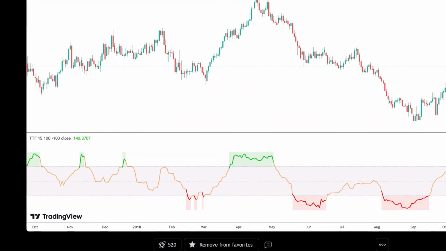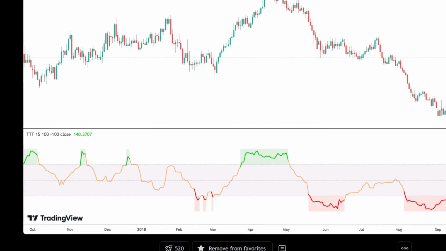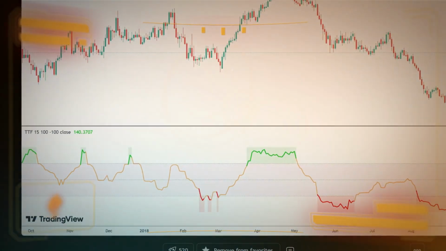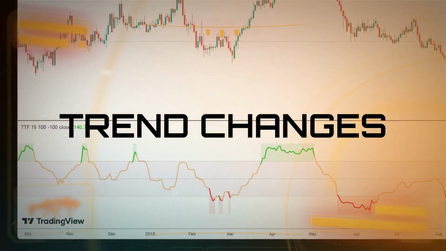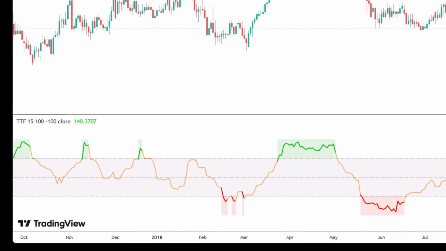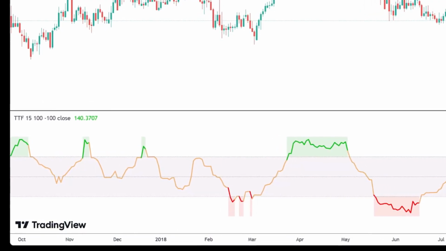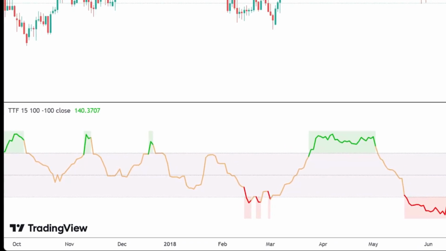Unlike the RSI, which can give you false signals, the Trend Trigger Factor is more reliable at pinpointing significant trend changes. The best part about this indicator is that it keeps you in the market for most of the time. This means you don't have to worry about missing out on those big moves. Of course, it's not a foolproof system, but it can be a valuable tool in your trading arsenal.